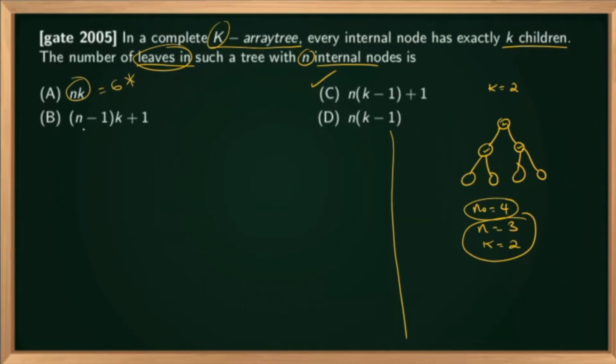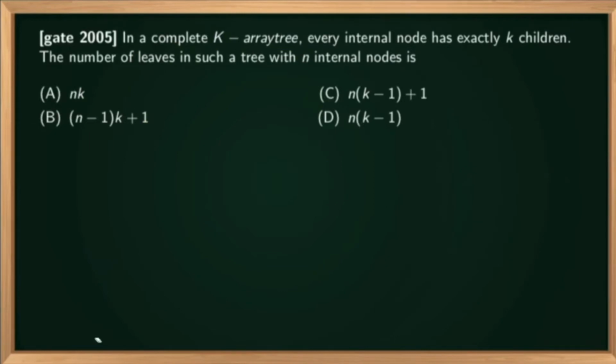Here we are doing n minus 1, that is 2, into k plus 1, that is actually 5. Again, our answer is wrong. C is n into (k minus 1) plus 1, that is 3 into 1, plus 1, that is actually 4. We are getting 4. And D, if you see, n into (k minus 1), that is 3 into 1, so we are getting 3, that is also wrong. So we know that the answer should be C.